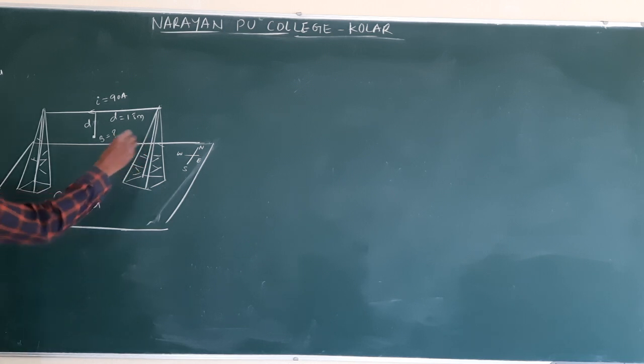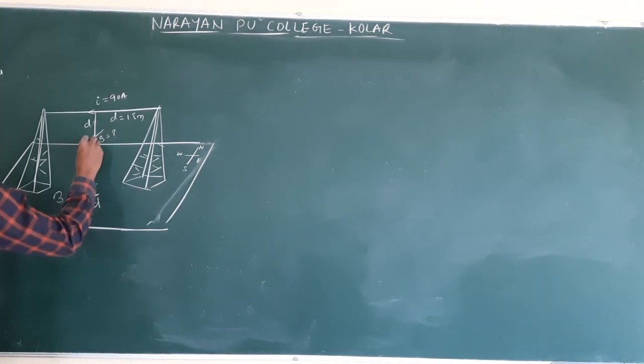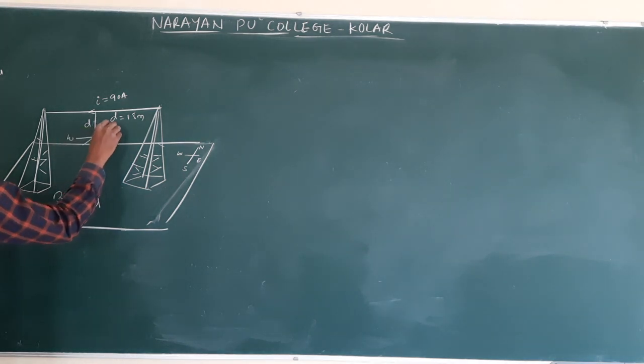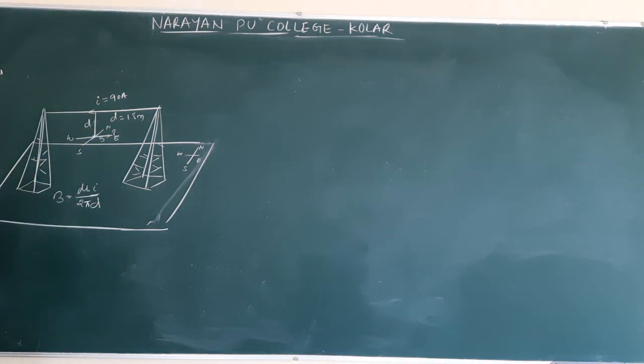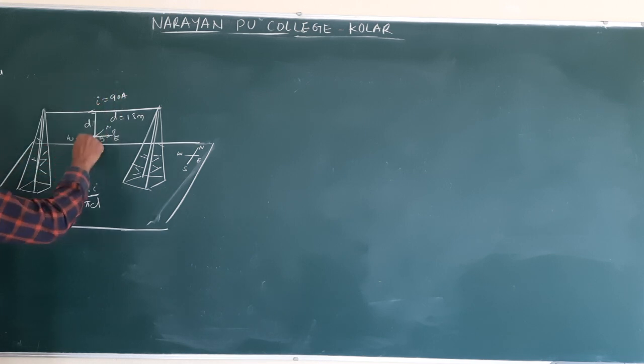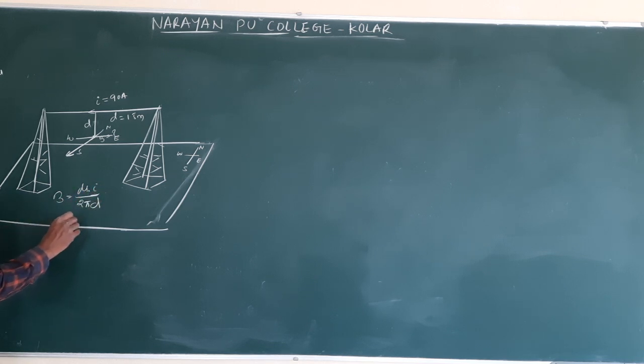Clear? See, if you draw the directions here, this is north like this. East, and east to west, north to south. Keep the thumb in the direction of the current and curl it. It comes along south. The direction of the field now acts in the south direction. Understand? Find the magnitude. Direction is towards south. Next.